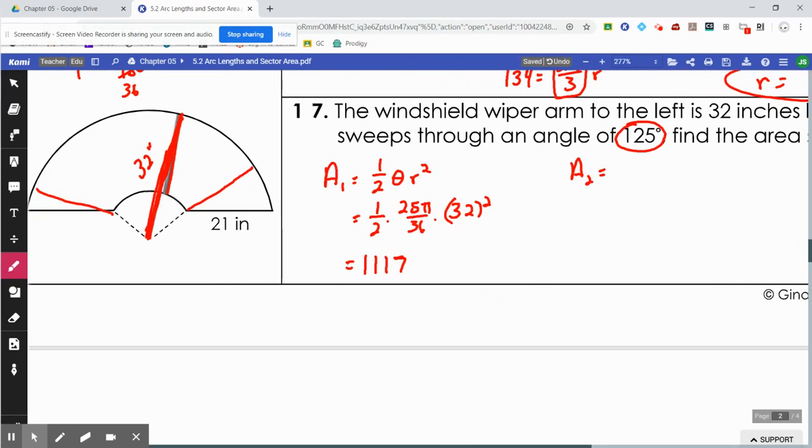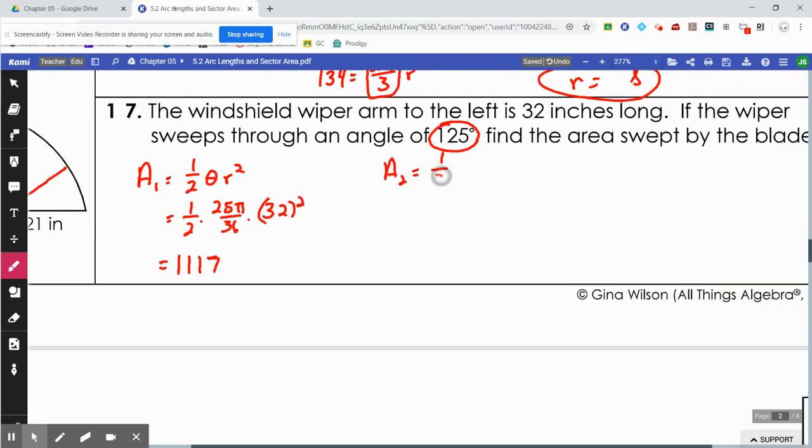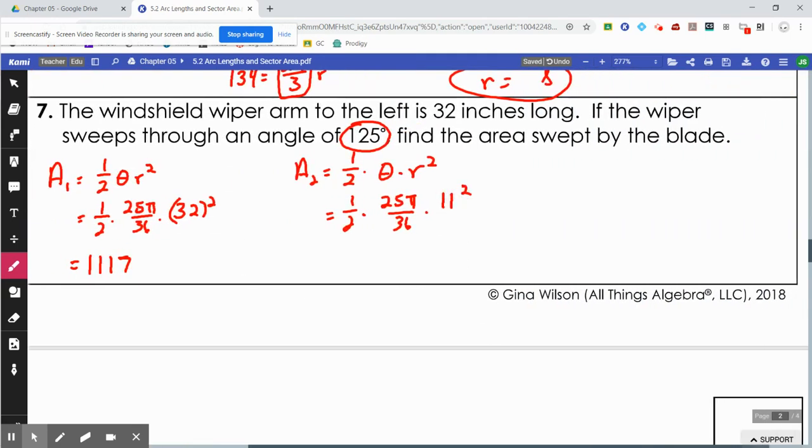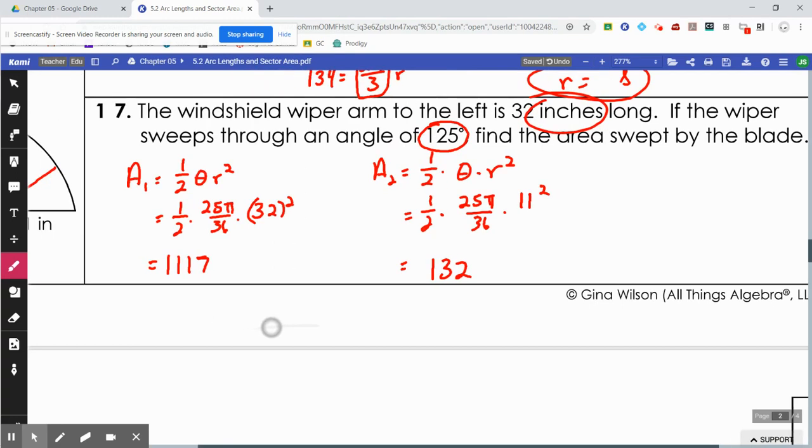Okay, the second area. Let's see how much of an area does not actually get cleaned down here. If the whole arm is 32 inches, this portion of it is 21 inches, so that leaves you with 11 inches down here that doesn't get swept. So we're going to do 1/2 times theta times r squared again. Our theta is going to be the exact same thing, since both arms are swept the exact same degree or radian measure. However, the new radius here is 11, so times 11 squared. Multiply all that together, and you get right at 132. This is in inches, so these are square inches.